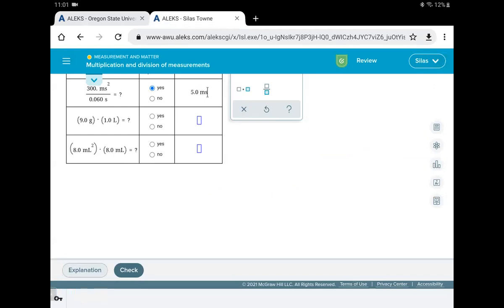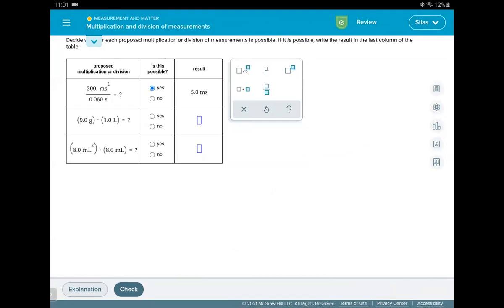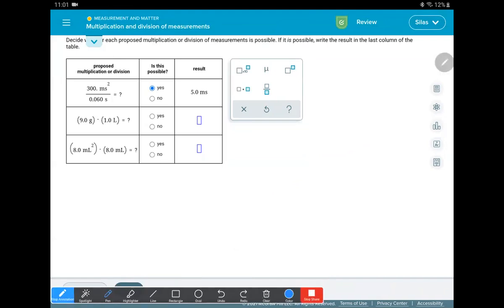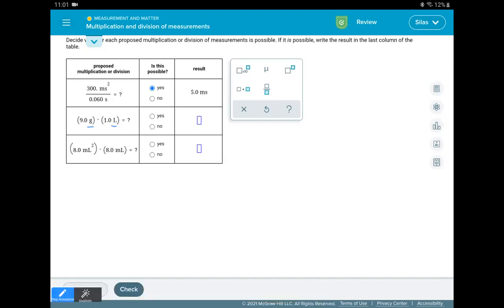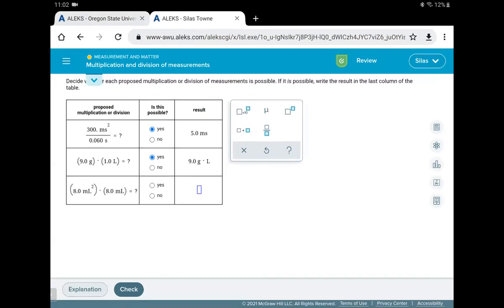Okay, now let's look at the next one. 9 grams times liter. If we multiply different units, so one is mass, one is volume, we can get gram liters. And so we just multiply those. 9 times 1 equals 9. 2 significant figures, so 9.0 gram liters. Make sure you have that dot between them.